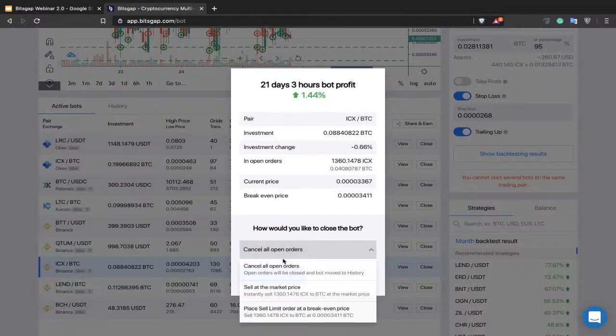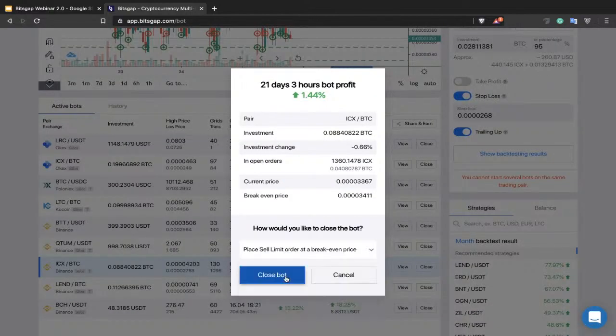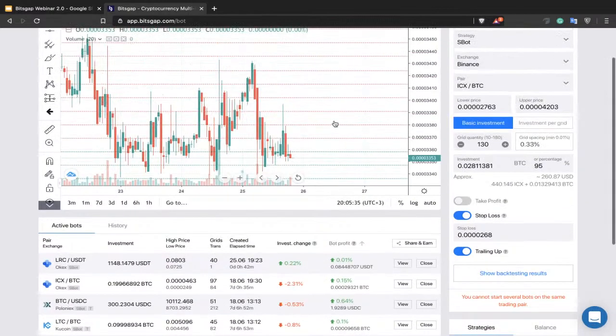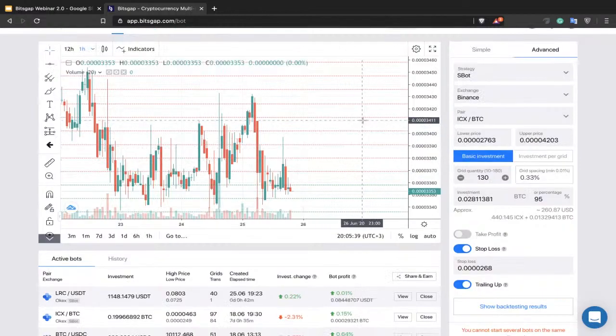So if I click on close, place a limit at a break even, we now have a limit sell order at the break-even price to sell what is left from this bot in order to exit the market with a zero of the investment change.